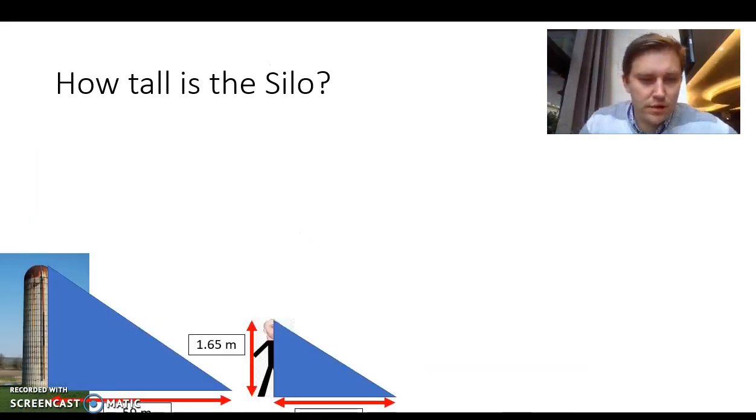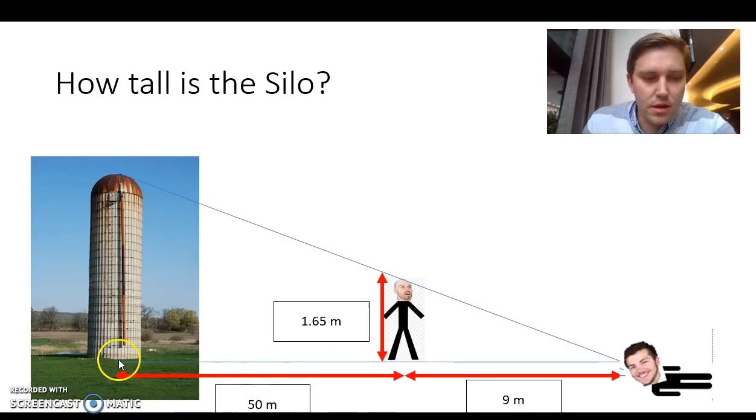So now we should have two perfectly good similar triangles. The distance from the silo to Mr. Haylock happens to be 59. Note here that you can see that's 50 metres, and there's only another 9 metres to take. To make that triangle, we have to add those. There's a real common mistake that occurs: people just use the 50.